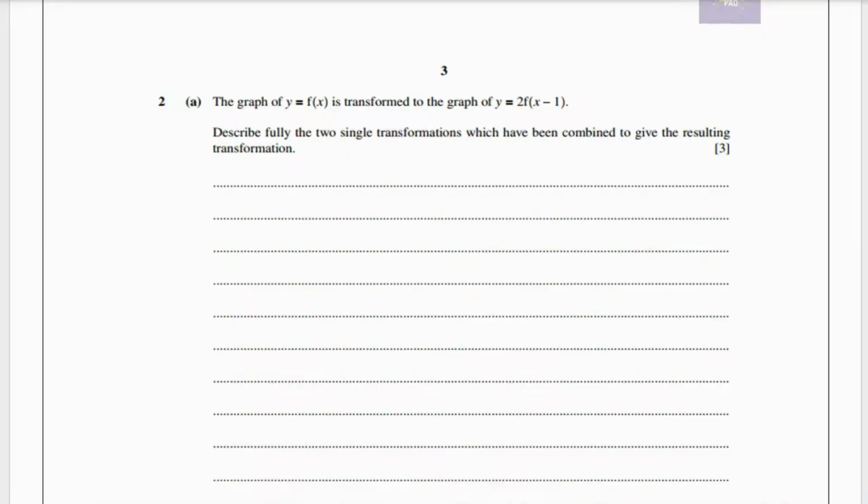Then the next question says, the graph of y equals f of x is transformed to the graph of y equals 2 times f of x minus 1. Describe fully the two single transformations which have been combined to give the resulting transformation. So as you can see, we started off with y equals f of x. Then it's y equals 2 times f of x minus 1.